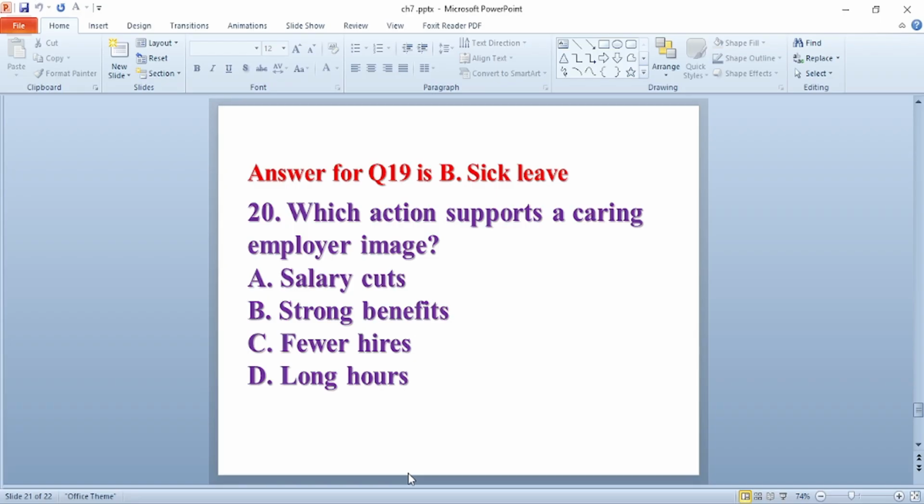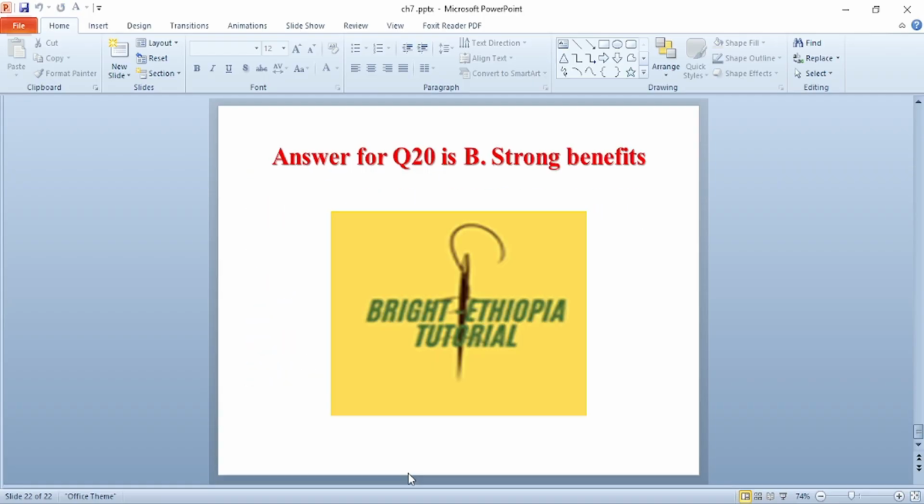Question number 20. Which action supports a caring employer image? A. Salary cuts, B. Strong benefits, C. Fewer hires, D. Low hours. The answer for this question is B. Strong benefits. This is all about chapter 7 of Human Resource Management.